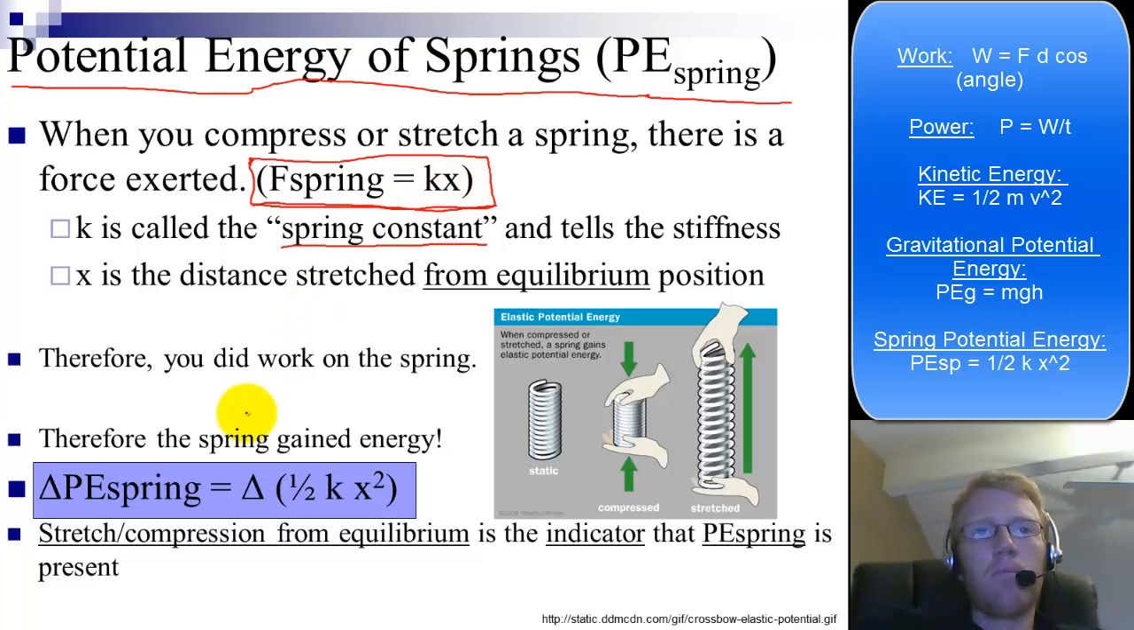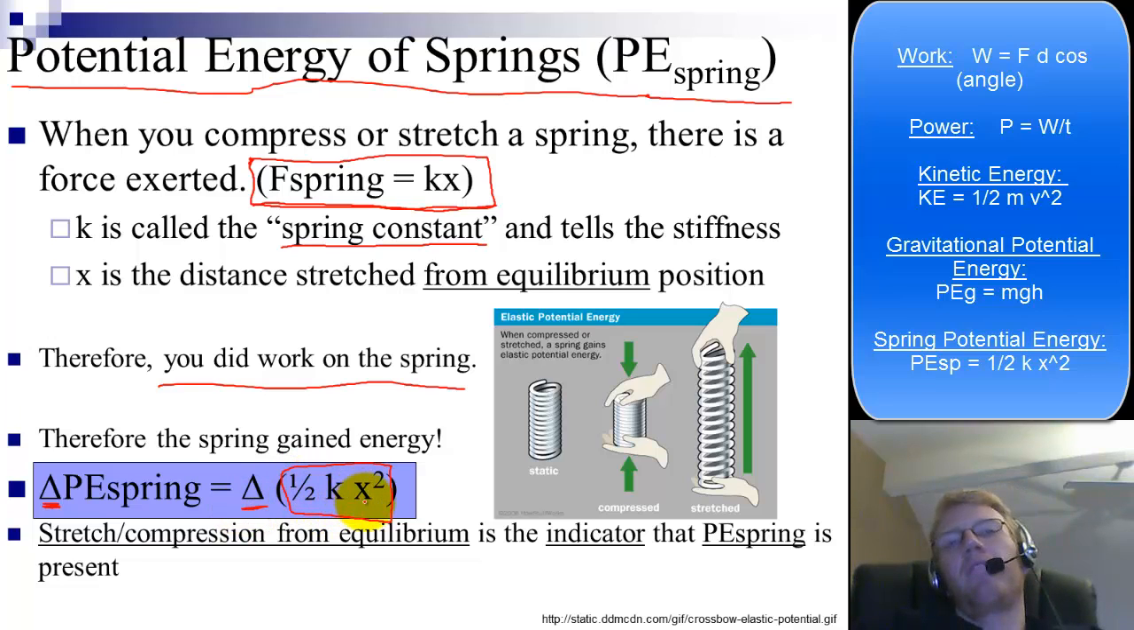Alright, so when you stretch or compress, you applied a force over some distance, therefore you did work. So the spring has energy now. The formula for spring energy is 1/2 kx squared. And we're looking at the changes in energy from the initial to the final, so we put a delta here. Basically 1/2 kx squared final minus 1/2 kx squared initial. Kind of like kinetic energy, a similar formula: 1/2 times some constant times the variable squared.